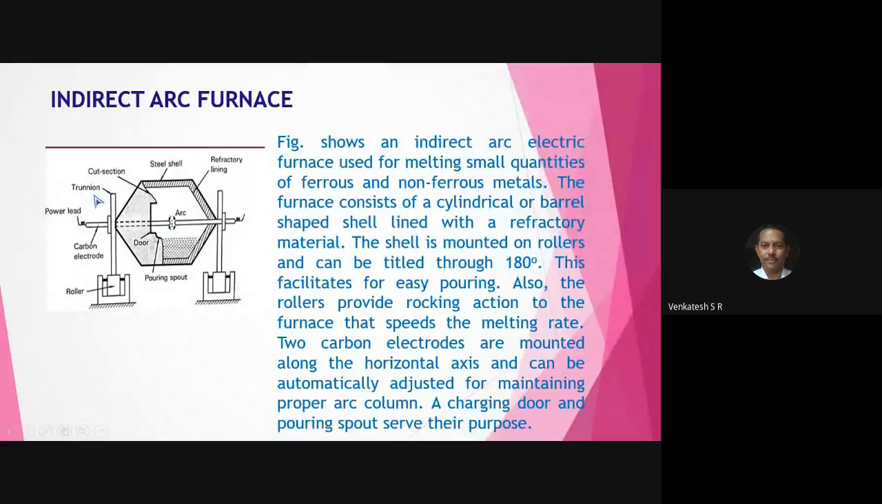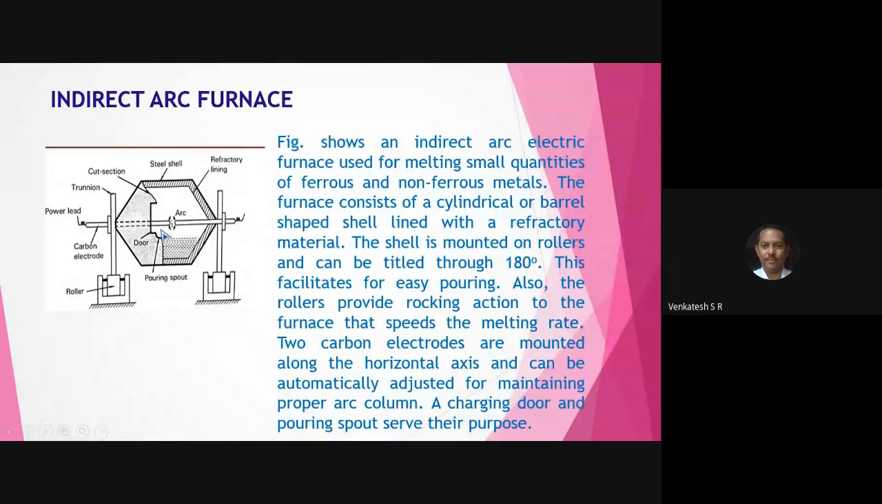When you switch on the power supply, the arc is established between the two electrodes. All of you observe here, the arc. The arc has a very high temperature of 3000 to 3500 degrees centigrade. That is enough to melt the steel charge that is present in the shell. And the side door, all of you observe here, is used for pouring of the liquid metal. This is the pouring spout.